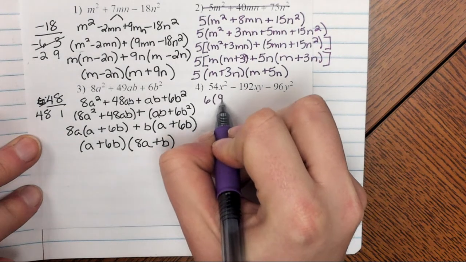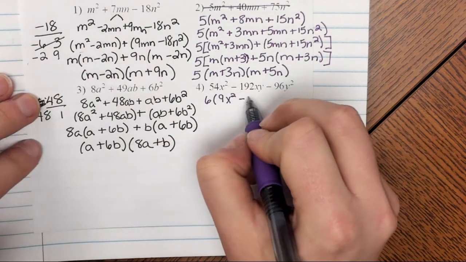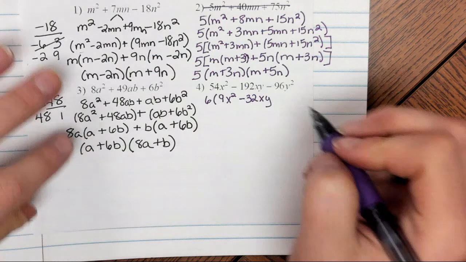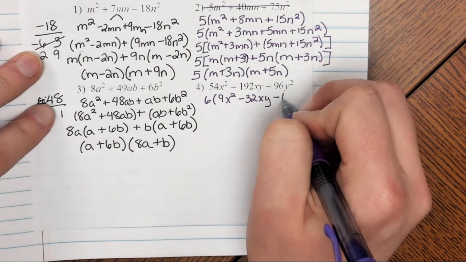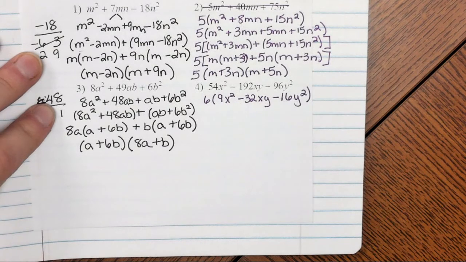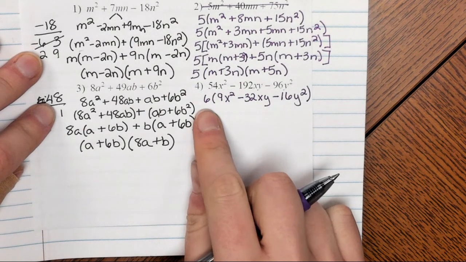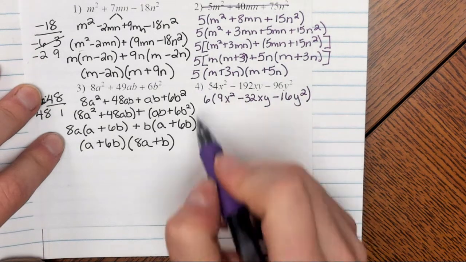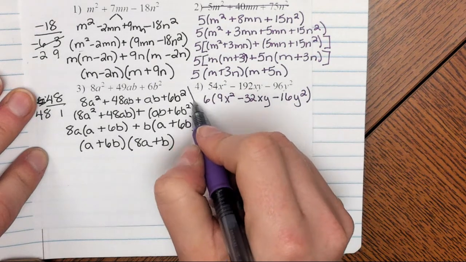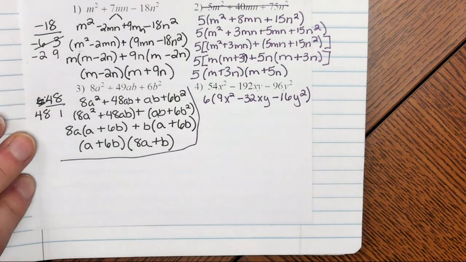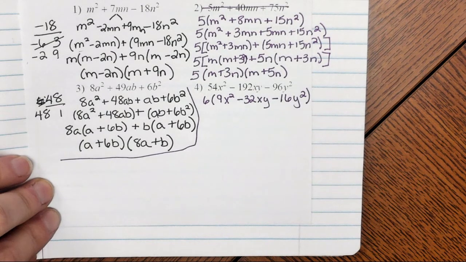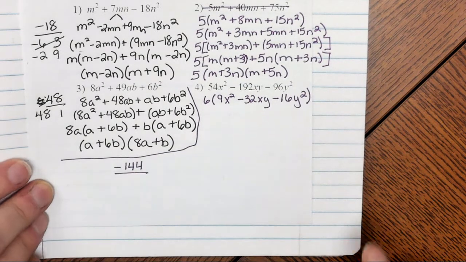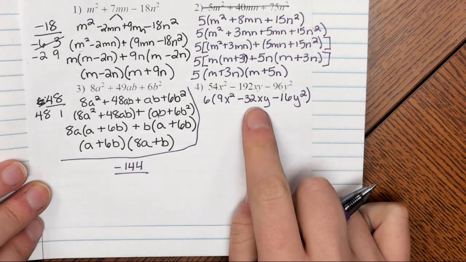So this is going to be 9x squared minus 32xy. And 96 divided by 6 gives me a minus 16y squared. So GCF of 6 factored out. Then I'm going to take the product of the first term and the last term, and I'm going to work this down here at the bottom where I have a little bit more space. So I'm going to have 9 times 16, which is going to give me a negative 144. So I need factors of a negative 144 that add up to be negative 32.